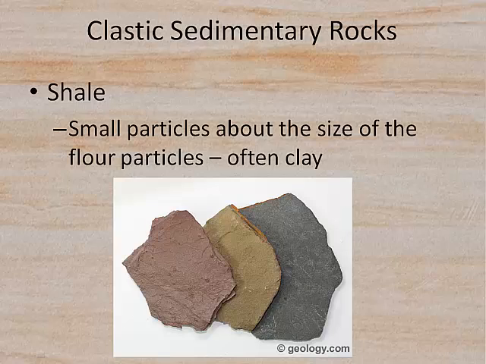So we talked about conglomerate that has boulder to gravel size rock particles in it. Breccia, same thing, except the particles aren't rounded. We talked about sandstone. The particles in that rock are going to be pinhead size, sand grain size. And finally, shale, which has the smallest particles of all.